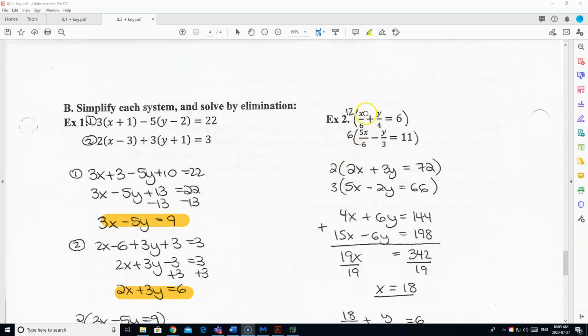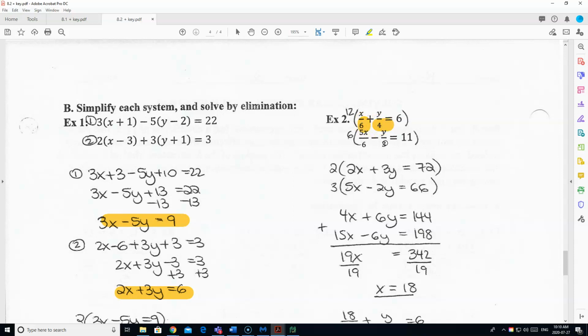For example 2, the thing you can see is we're dealing with fractions here. So fractions in the first equation, fractions in the second equation. So before we go into the elimination step, we should probably simplify. How do you get rid of the fractions here? We're going to find the LCM, the lowest common multiple, of 6 and 4.